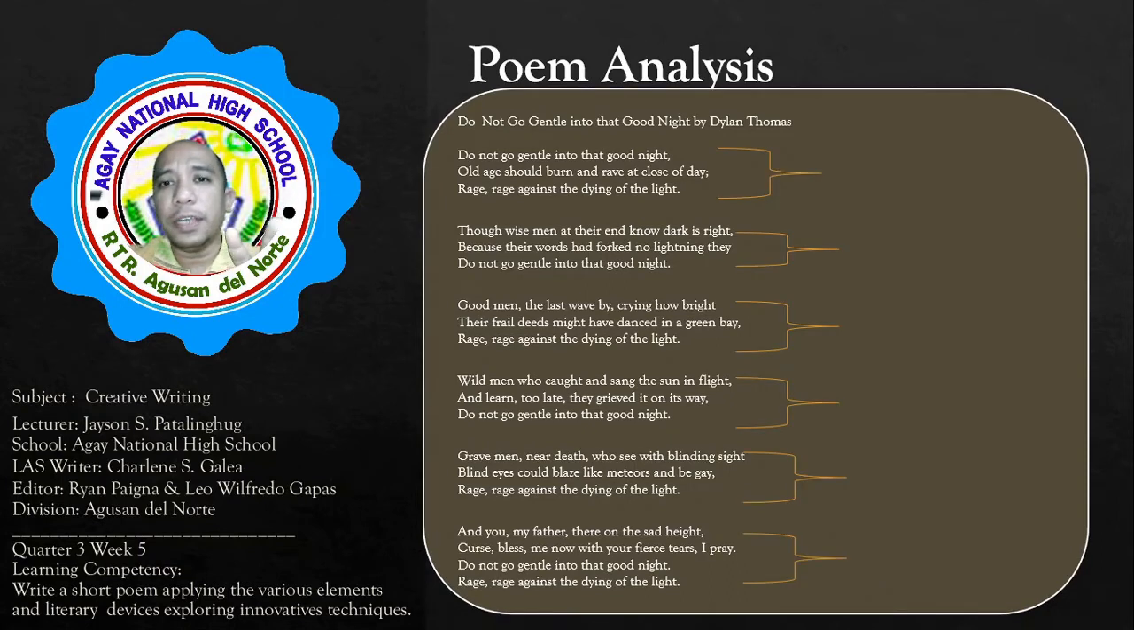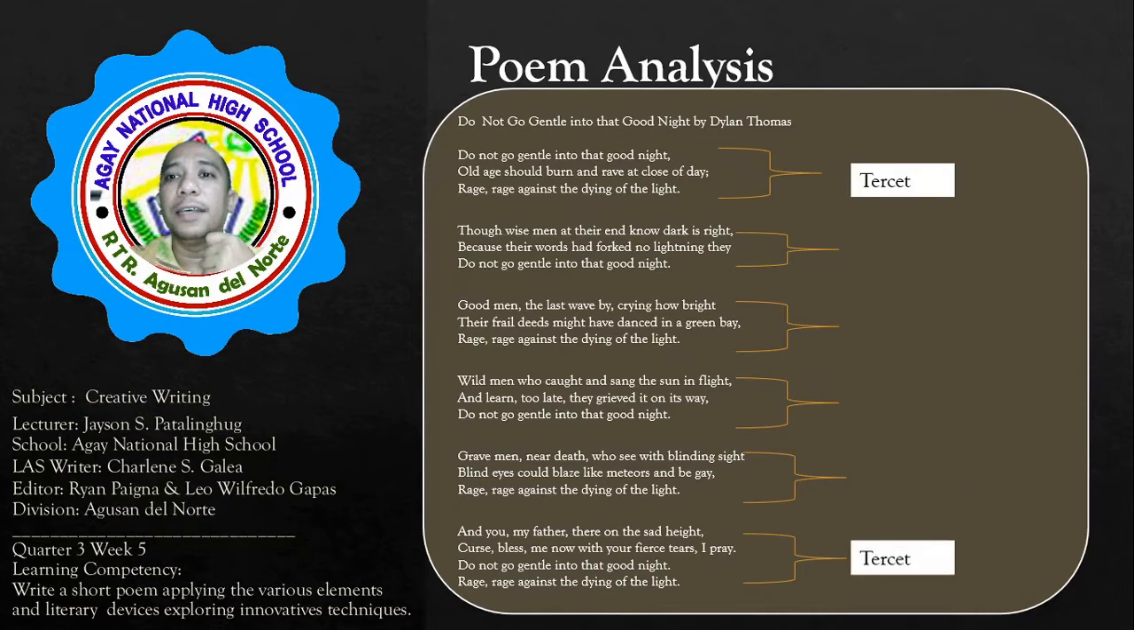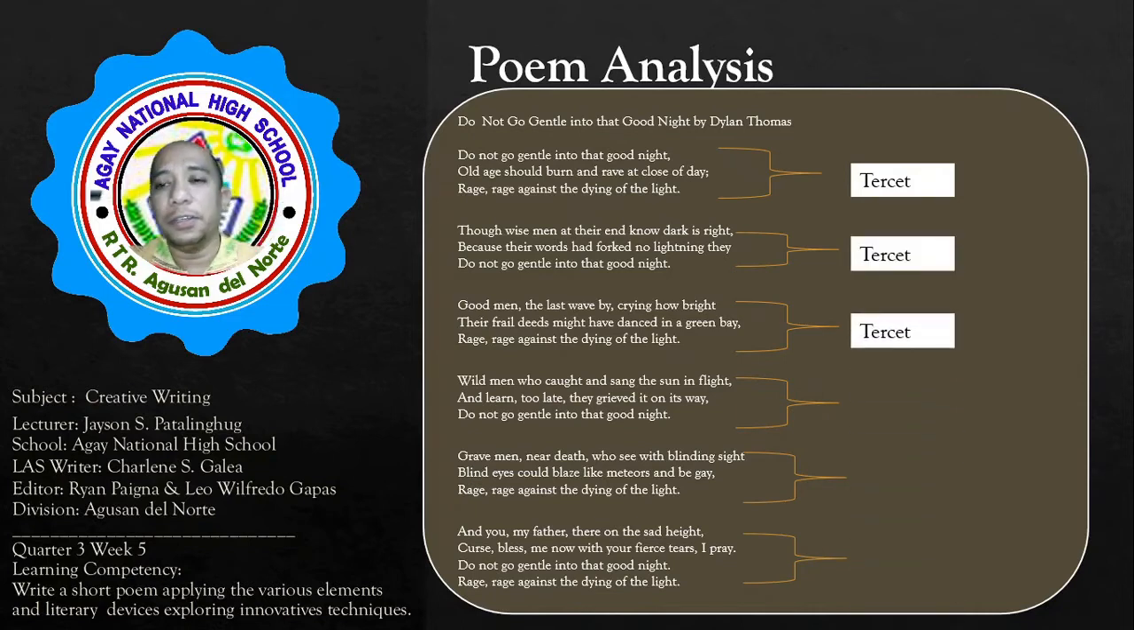Okay, the first stanza, there are 3 lines, so it's a tercet. Second stanza, 3 lines, so it's another tercet. Third stanza is another tercet. Fourth stanza, 3 lines as well, so it's another tercet. And the fifth stanza has 3 lines as well, so it's another tercet.